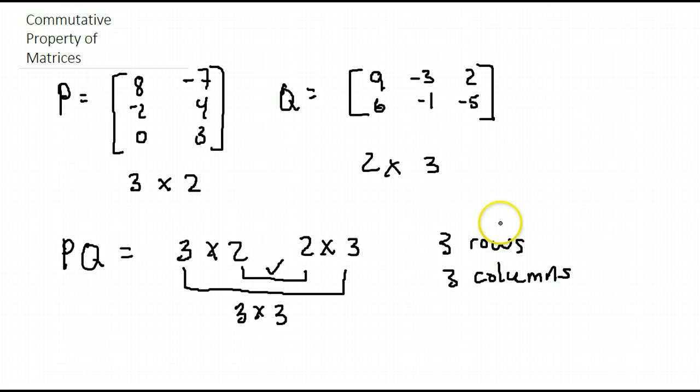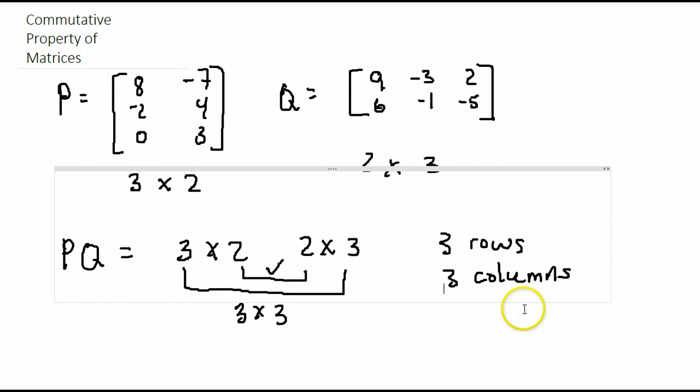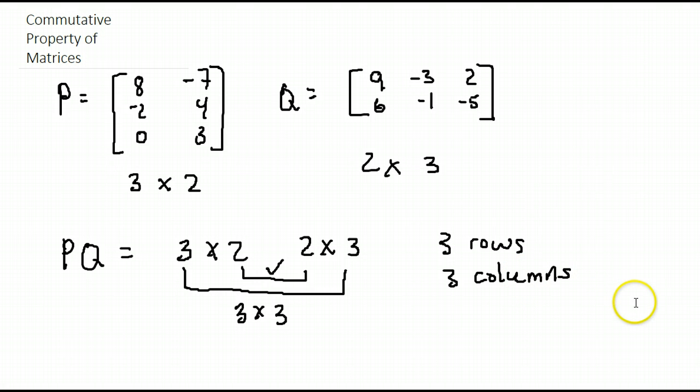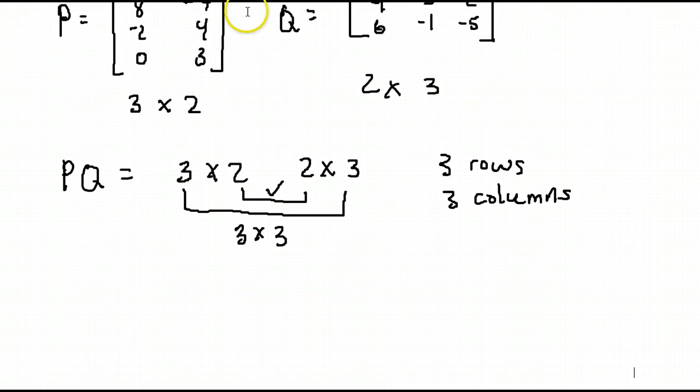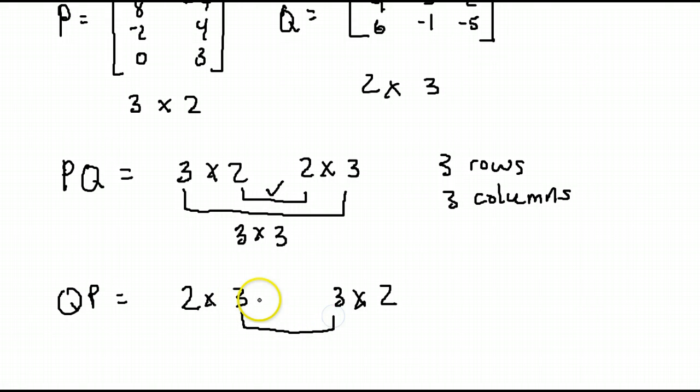Now, let's see what happens if we use the commutative property and we multiply Q times P. So this time we're multiplying, having Q first. Q is a 2 by 3 and P is a 3 by 2. So let's check it out. Looking at the inner numbers, we have a 3 and a 3. Okay, it checks, so we can multiply it together.